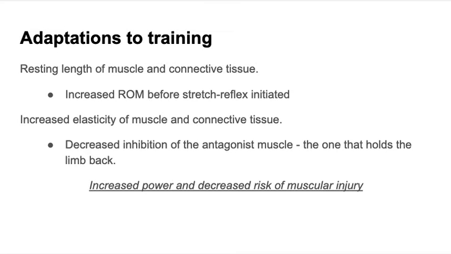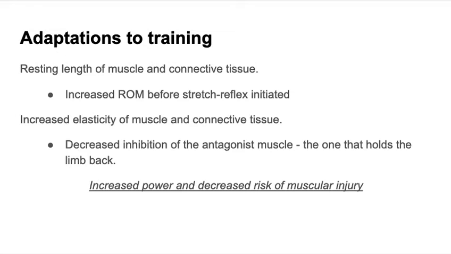In terms of adaptations, if we go back to the factors affecting flexibility, remember we had age, gender, type of joint, and also the elasticity of connective tissues. Now, clearly, age, gender, and type of joint we can't affect because we are stuck with them, but we can change what we do. The resting length of the connective tissue, so we're looking at the muscles, the ligaments, the tendons, what they do. The range of movement increases before the stretch reflex that we mentioned with PNF stretching is initiated. The elasticity of muscles increases, so they become more bouncy.